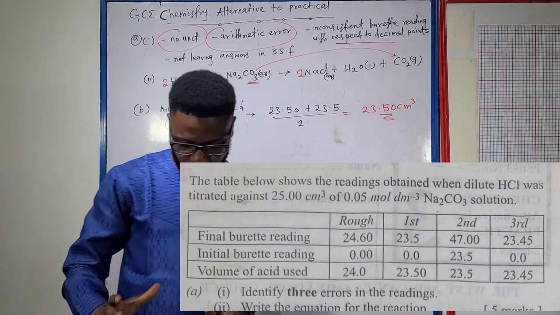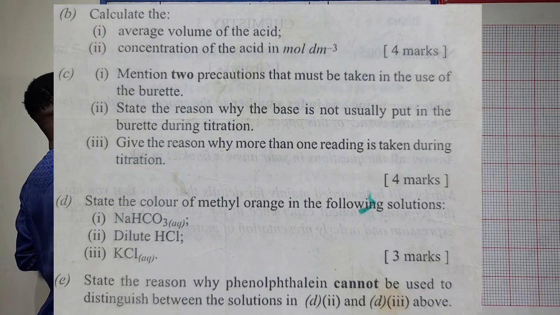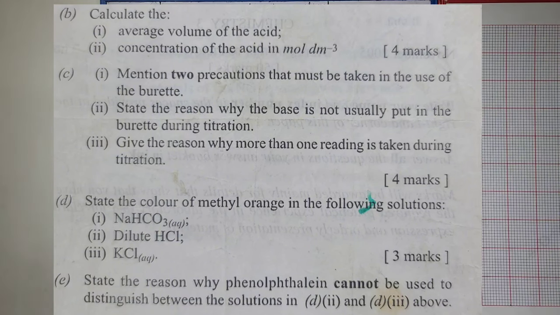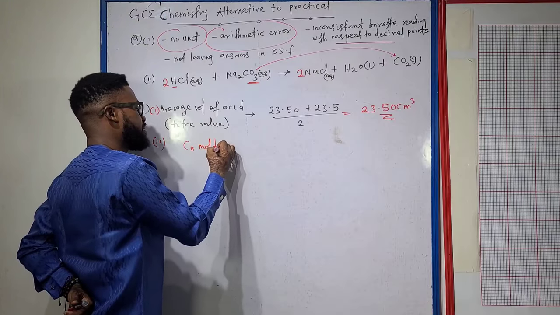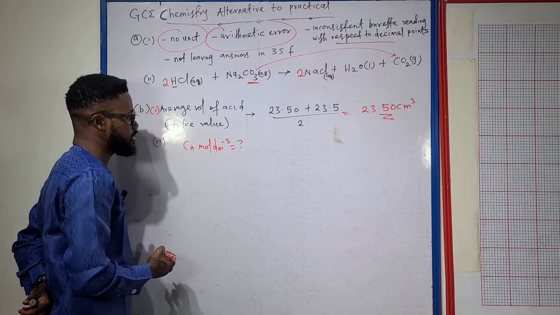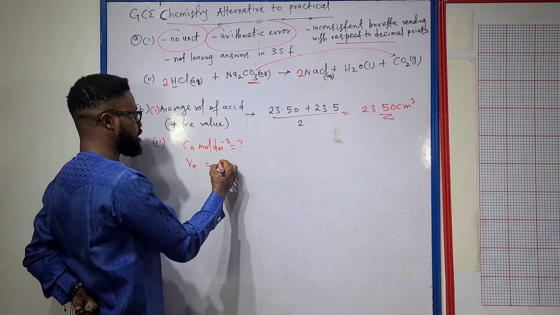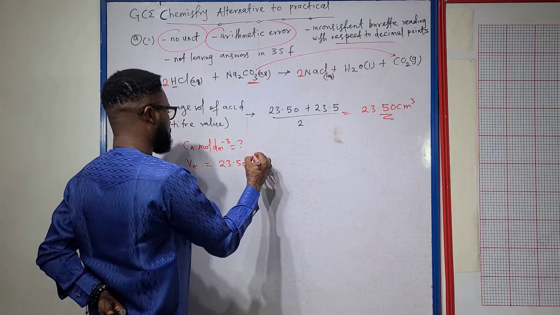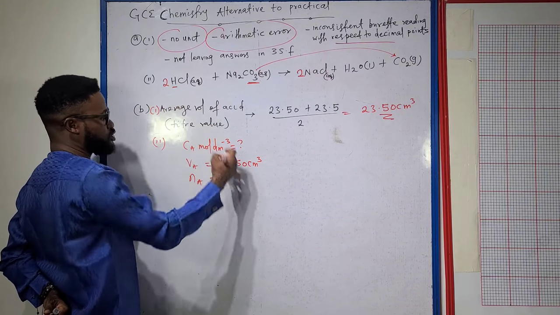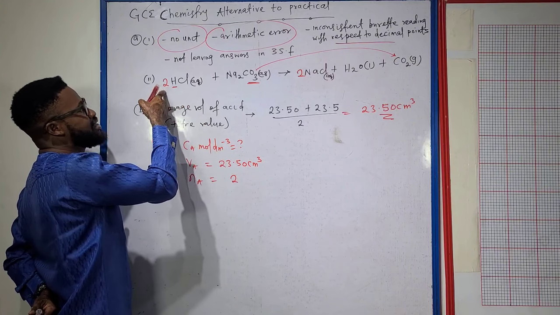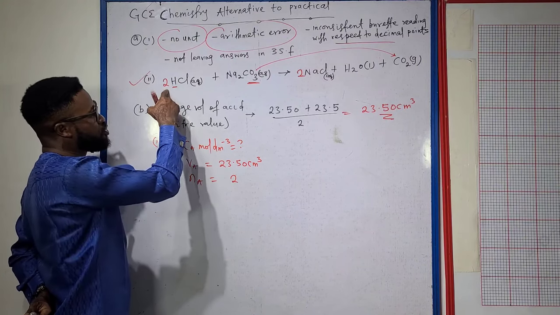Okay, now for question B, we were told to calculate, okay, this is B1. Now for B2, we're told to calculate the concentration of acid in mole per dm cube. So which means Ca in mole per dm cube is my question. And of course, Va here is the average titer value, the average volume of acid used. That's 23.50 cm³. And of course, when you look at your number of moles of acid from the equation, it is actually 2. So if you did not get the right equation here, then you're going to have a problem dealing with B2, because the Na will not be consistent.